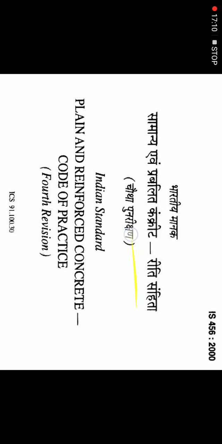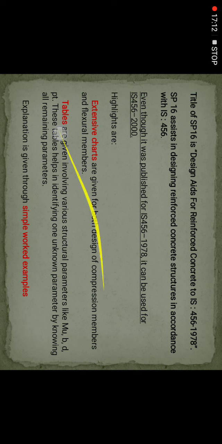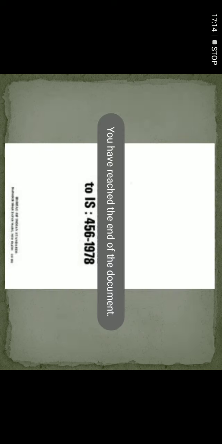Okay, so this is the code book picture. This is the introduction about the materials like concrete and RCC, grade of concrete, grade of steel, like that. Okay, so keep in mind this is the most important subject, so you have to learn very carefully.